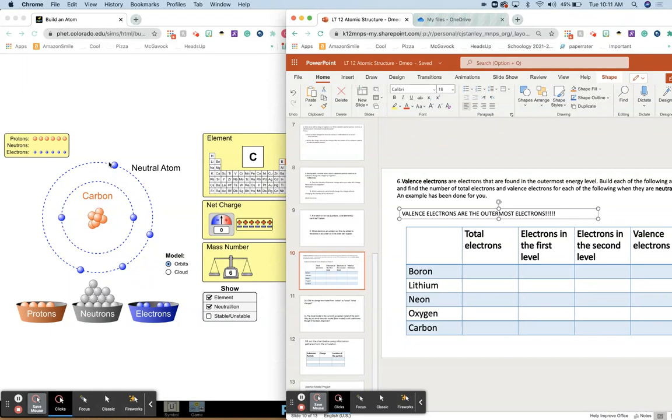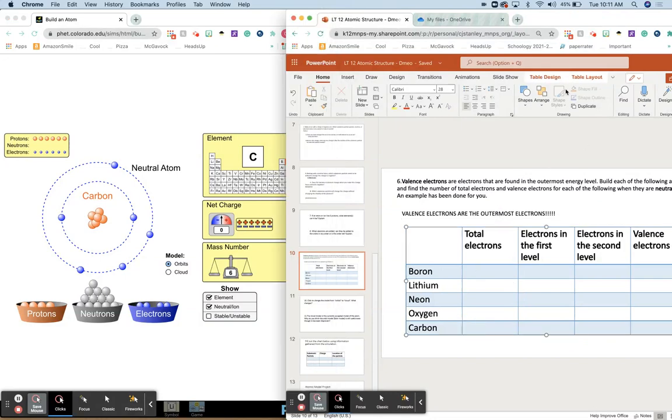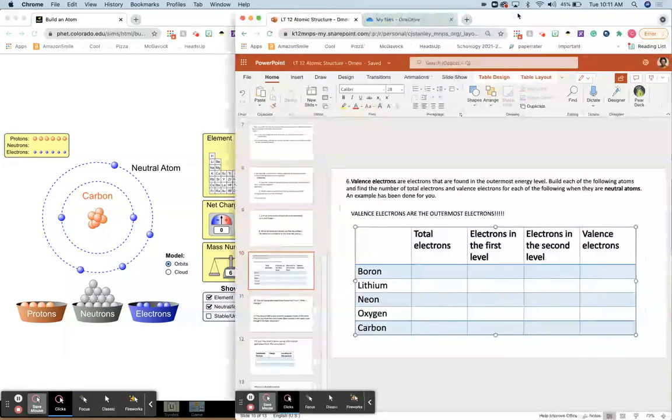So look here. Right here. How many valence electrons do I have? This outermost ring. How many valence electrons are there? Good. All right, since we already have carbon built, we're going to work this example down here.